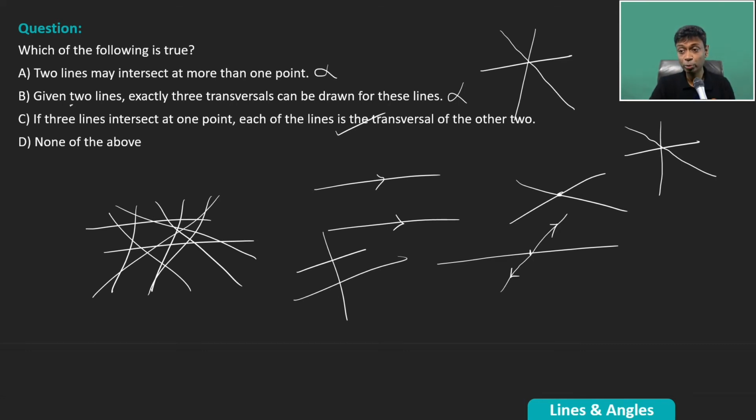These 3 lines are said to be concurrent. Know that term, we'll keep revisiting it. The 3 lines are said to be concurrent. So any 3 lines, even if they pass through the same point, any one can be called a transversal of the other 2.